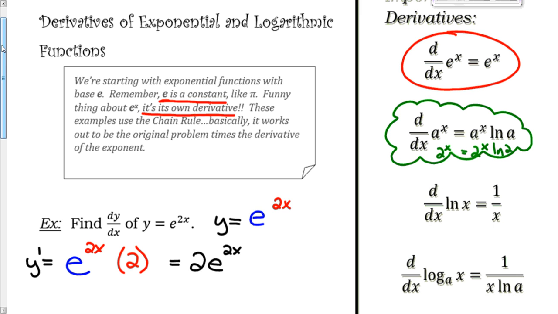Now this is actually what's happening in our derivative of e to the x. When I take the derivative of e to the x, it would be e raised to the x times the natural log of e. But what is the natural log of e? Everybody knows, hopefully, that the natural log of e is just 1. So I'm actually just multiplying by a 1. So go ahead and go to the next page.